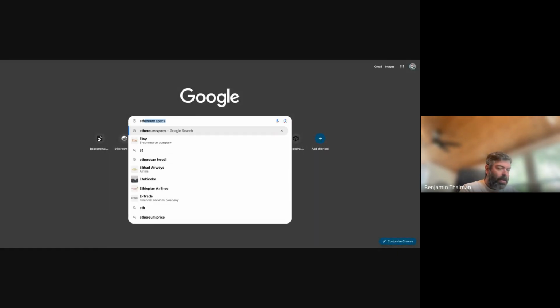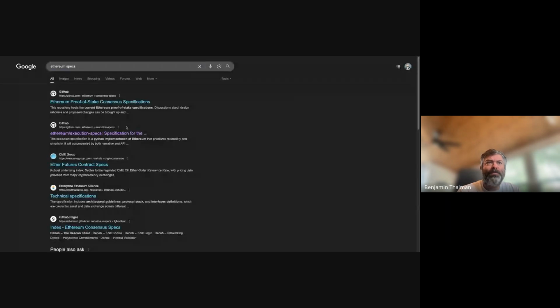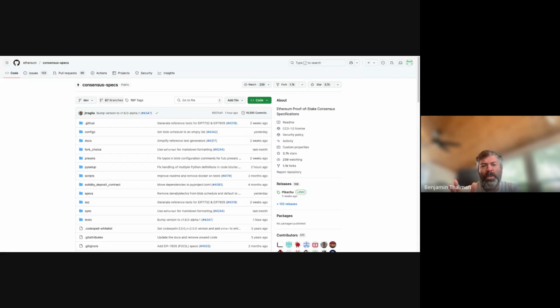So if we take a look, Ethereum specs, and we'll look at the consensus specs. I focus mainly on the consensus layer. I try to capture everything, of course, but a lot of my time is spent on the consensus layer. For folks that aren't super aware of the specs, you can think of them basically as blueprints.